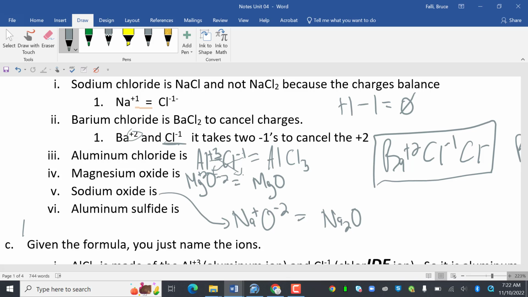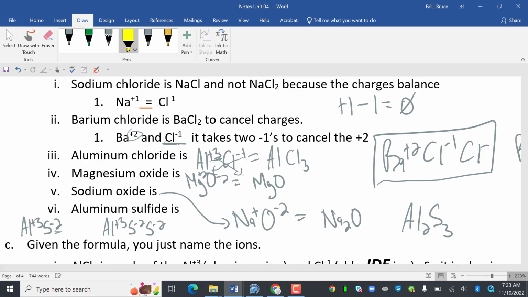Aluminum sulfide. This one's tricky. Aluminum is plus 3. S is minus 2. So if you do the little crisscrossing thing, and this works, Al2S3. But let's think about this. Right now I have not enough negative charges. So I'm going to do Al plus 3, S minus 2, S minus 2.